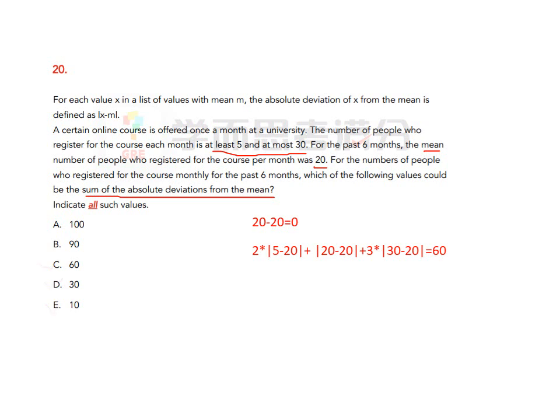So we get the range. So the answer will be option C, D and E, that is 10, 30 and 60.